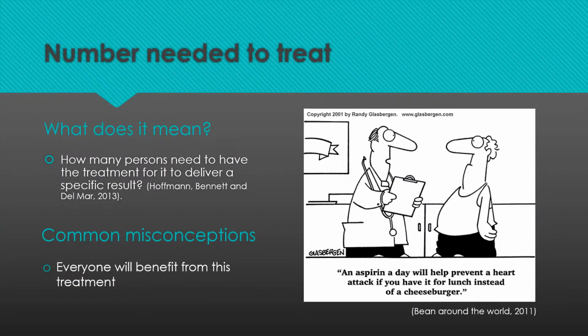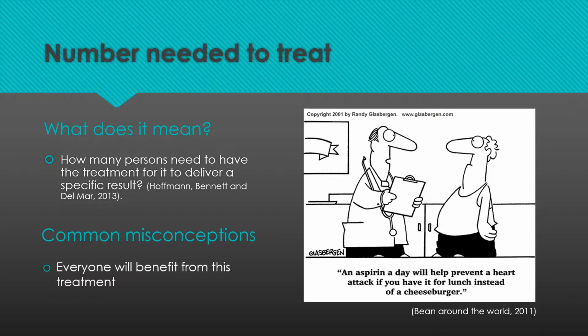So firstly, let's look at the number needed to treat. This is a statistical concept that helps a researcher or a health practitioner to establish the clinical worth of a treatment. Quite simply, it demonstrates how many persons or subjects will need to receive a treatment for a benefit to be gained or harm avoided by one person.